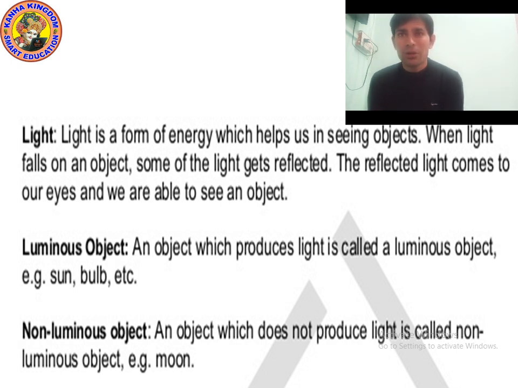If an object is producing light, it is luminous. If it is not producing light, it is non-luminous. Okay, then tell me, is the moon luminous or non-luminous? Because as I said, objects that produce light are luminous and those that do not produce light are non-luminous.